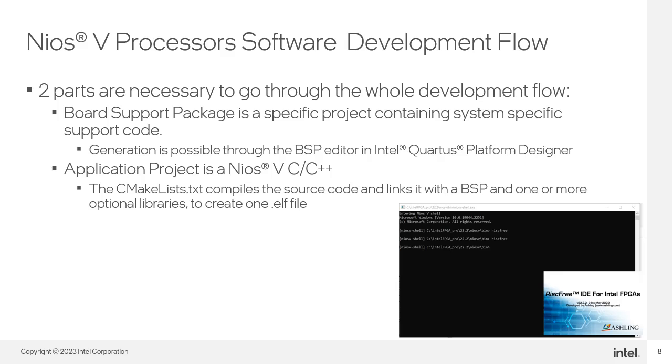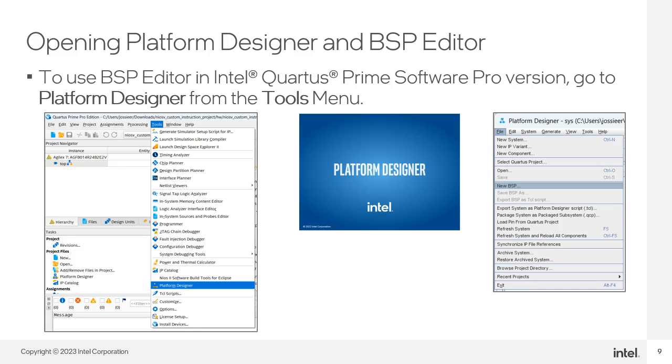There are two parts that are necessary to work with the software development, which are the board support package and the application project, which is a Nios V C++ project. Inside Intel Quartus Prime software in the Pro version, you can go to the Tools menu and open Platform Designer.